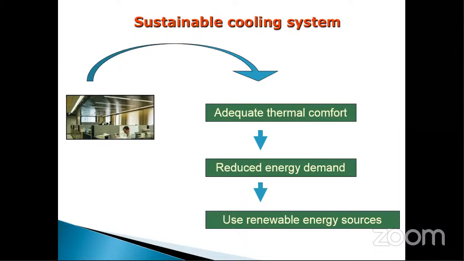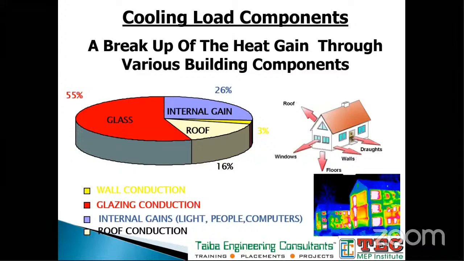So we have seen till now that air conditioners consume a huge amount of power, but let us see what makes the building consume more power. That is what makes the air conditioners consume more power, because air conditioners are designed to remove the heat from the space. So what are the contributors for heat gain? You'll be able to see that 55% of the total heat gain is because of glass.